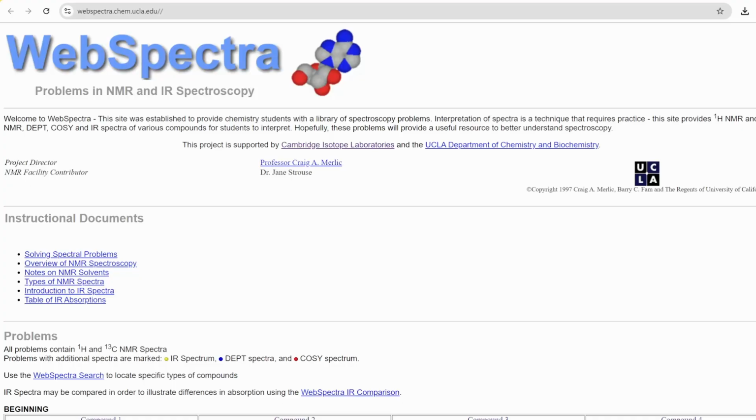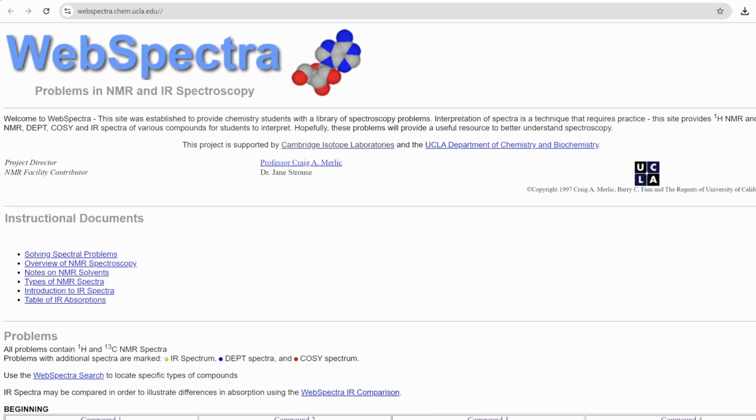The NMR spectra we're going to be examining today come from the website WebSpectra, which is supported by Cambridge Isotope Laboratories and the UCLA Department of Chemistry and Biochemistry. They group the questions into beginner, intermediate, and advanced, but do be aware that some of them do involve analyzing infrared spectra as well. Before jumping into these questions, make sure that you have an NMR reference table, something that summarizes whereabouts different peaks should appear based on their chemical properties.